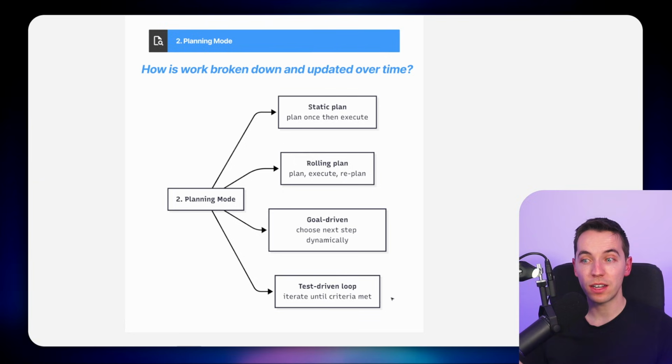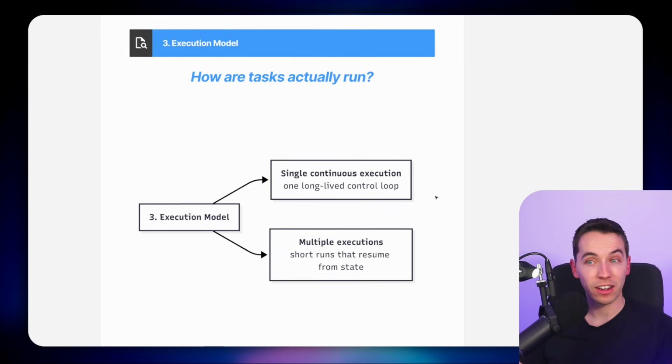So you could have automated testing in a test-driven loop here, or even a human in the loop could be part of the process, where the agent would wait for feedback from the user and then decide how to progress from there. The next question is, how are tasks actually run? You could have one single continuous execution in one long-lived control loop.